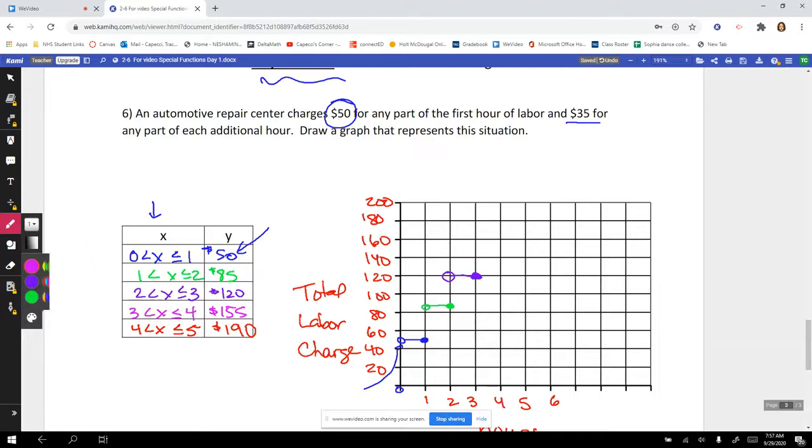And the trend continues from 3 hours to 4. I'm doing 155. So somewhere up there. And then the last one, from 4 to 5 hours, I'm paying 190. So again, this is called a step function because it looks like steps going up. So again, this overlapping region here, up to 1 hour, you're paying that $50. And as soon as you jump to 1 hour and 1 minute, you're paying that next $35 in addition. Okay, so there's your step functions.